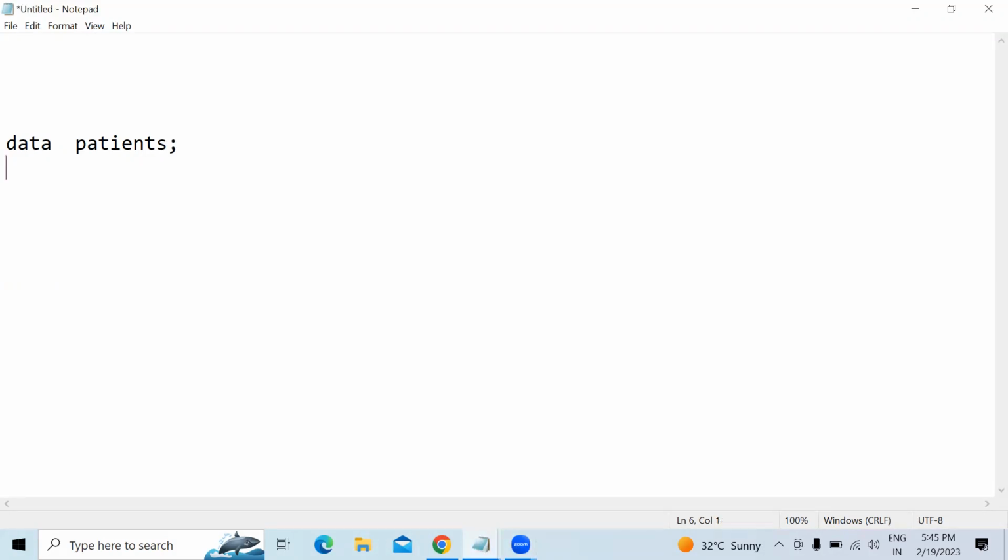I collected some data of the patients from a hospital. The inputs are a day number, a patient ID, and collecting his BP level. Some data here.